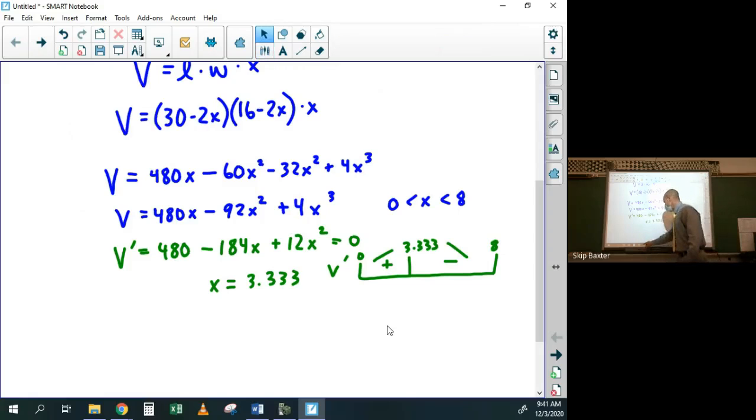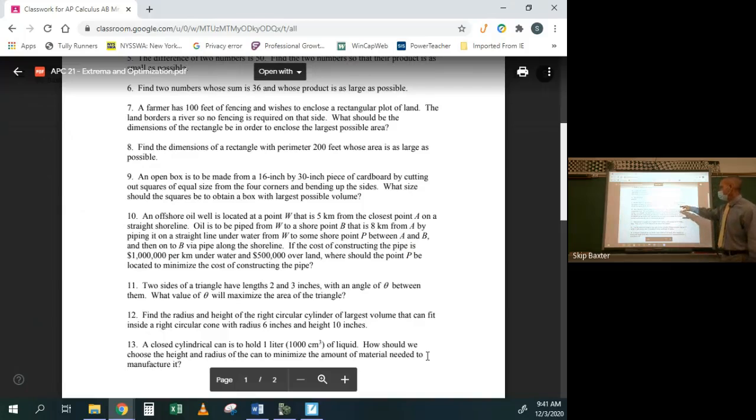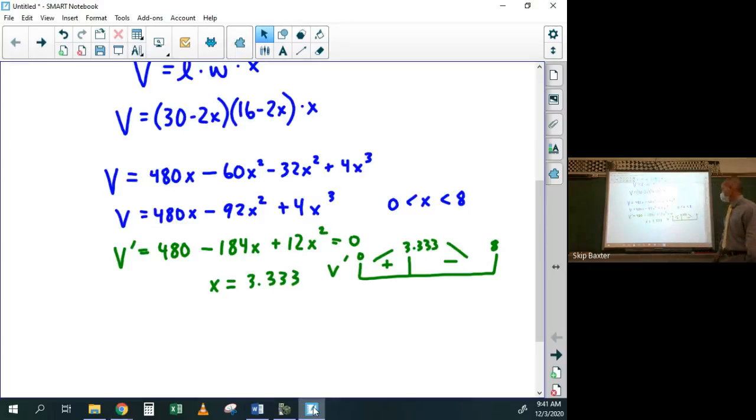So this question is asking you, let's read the question. What size should the squares be? They should be 3.333 by 3.333 inches. That's the answer. Okay? Does that make sense?